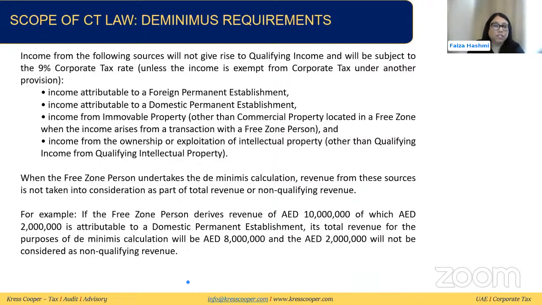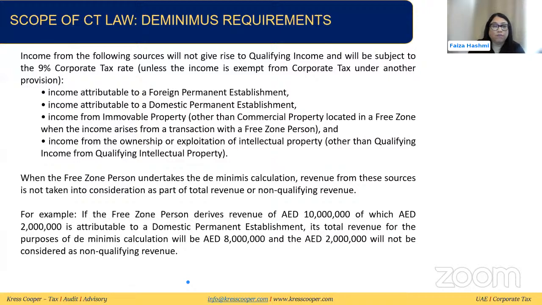And so these four that are mentioned here: the income which is attributable to the foreign permanent establishment or to a domestic permanent establishment, income from immovable property other than commercial property which is located in the free zone, and if you are transacting with a free zone person, and income from ownership and/or exploitation of intellectual property other than the qualifying income from qualifying intellectual property. So these four incomes are straight away taxed at 9%. They are not part of the de minimis calculation.